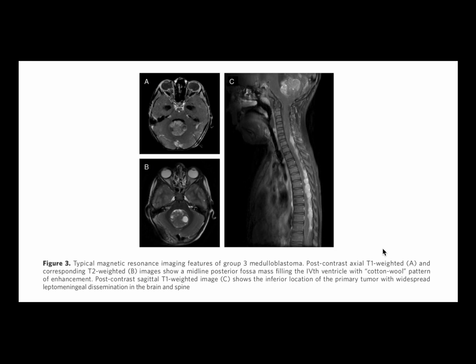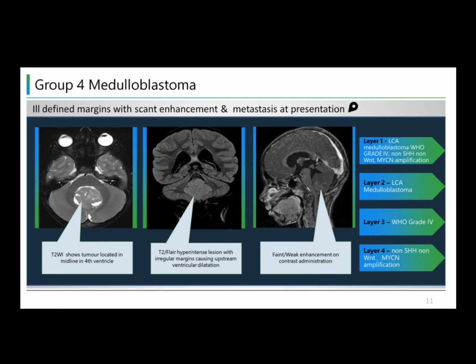Again a similar group 3 medulloblastoma, a classic example. You can see again a midline lesion, intense enhancement, intratumoral cyst and drop metastasis. All these go in favor of group 3 medulloblastoma.